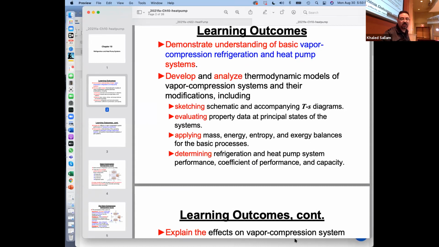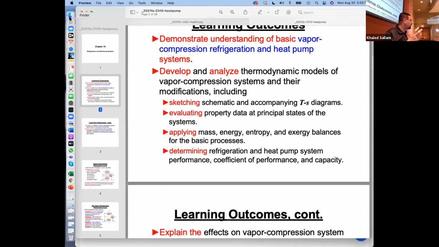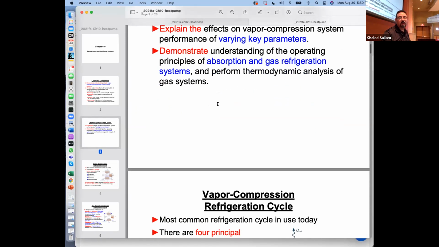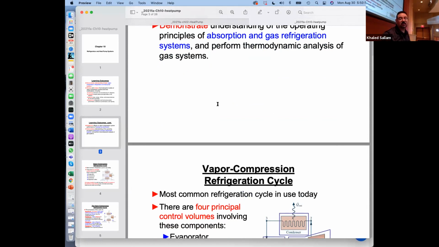And besides, as engineers, I told you before, it has been proven that we understand figures more than the general public. Okay, engineering students understand figures more than other students in the university. So we need to be able to sketch it, and we need to be able to calculate the H's and then the COP.